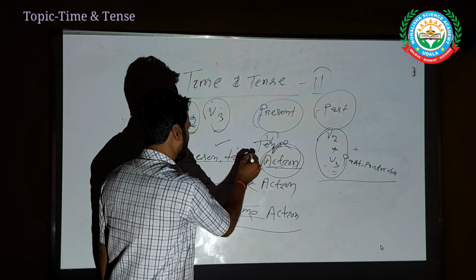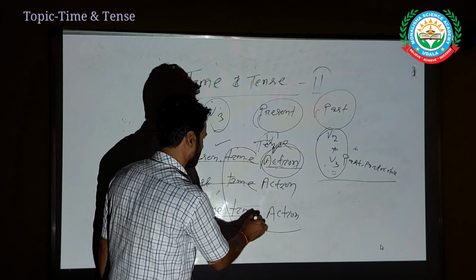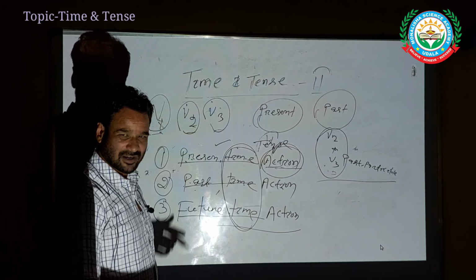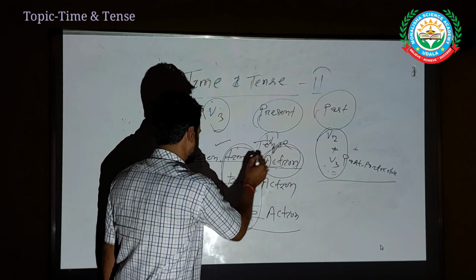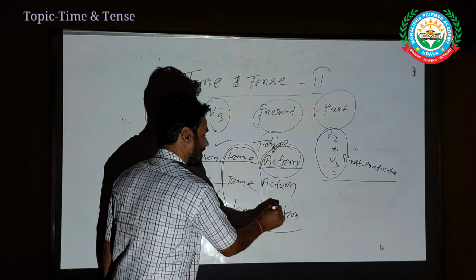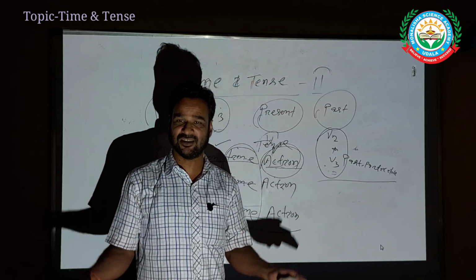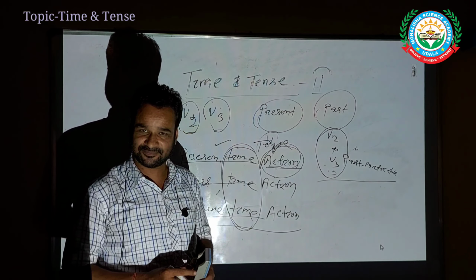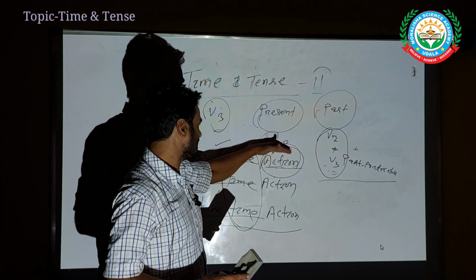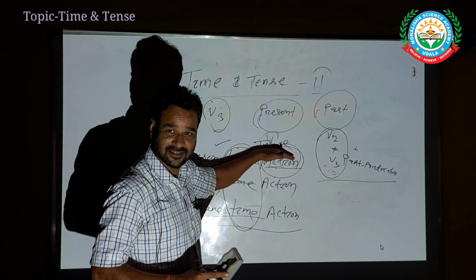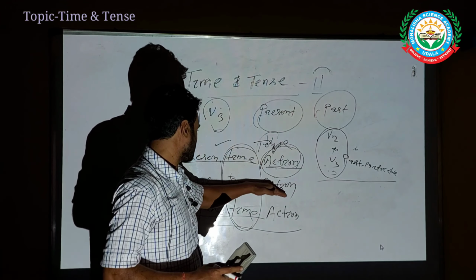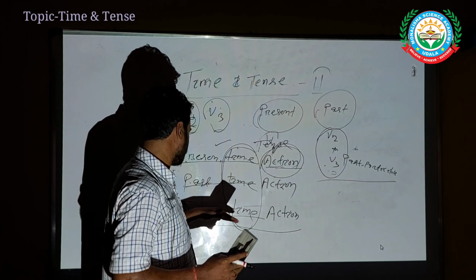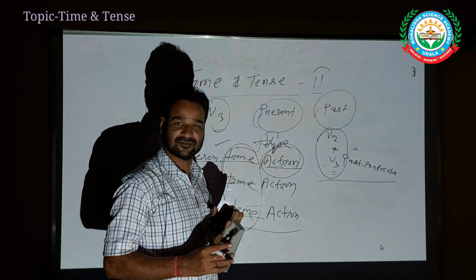Future time action means future time tense. Now let us cut them. This middle one, time, let me delete this one. So what remains? Present tense, past tense and future tense. That's why in traditional grammar we say we have three tenses. Present tense means present time tense, past tense means past time tense, and future tense means future time tense.